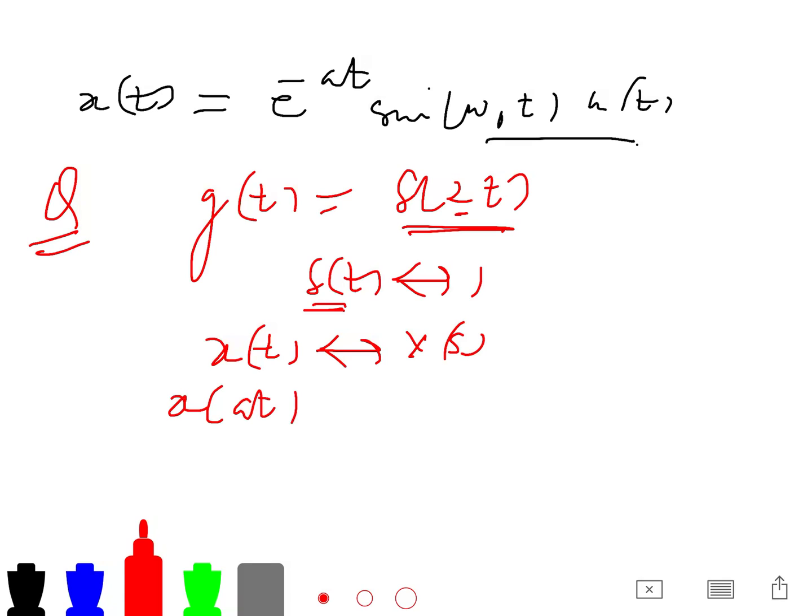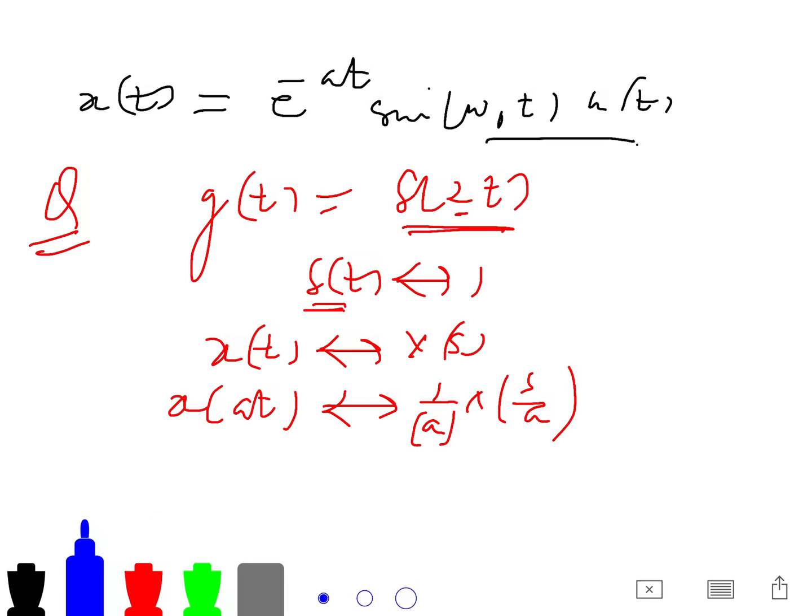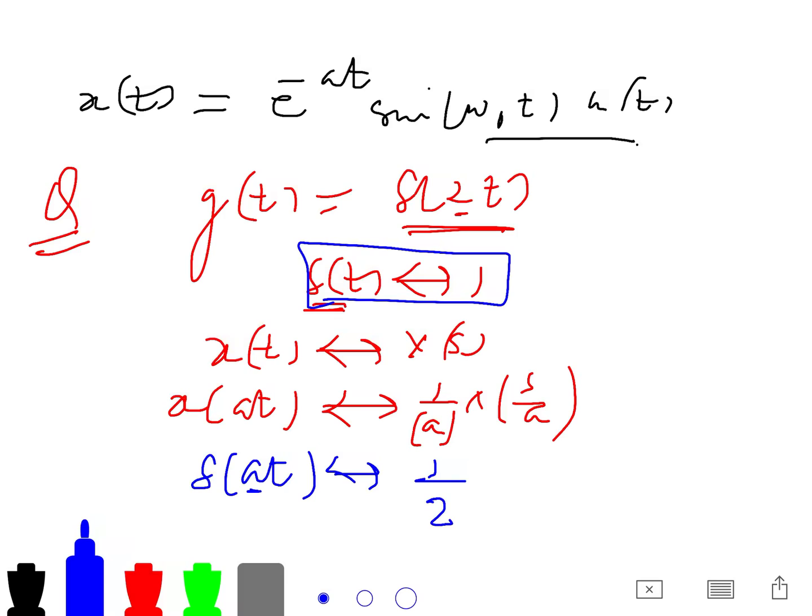According to the time scaling property, if x(t) has a Laplace transform X(s), then x(at) will have the Laplace transform 1 upon mod of a, X(s upon a), right? So for this, delta t has a Laplace transform 1, then delta at, with a equal to 2, will have the Laplace transform 1 upon 2.